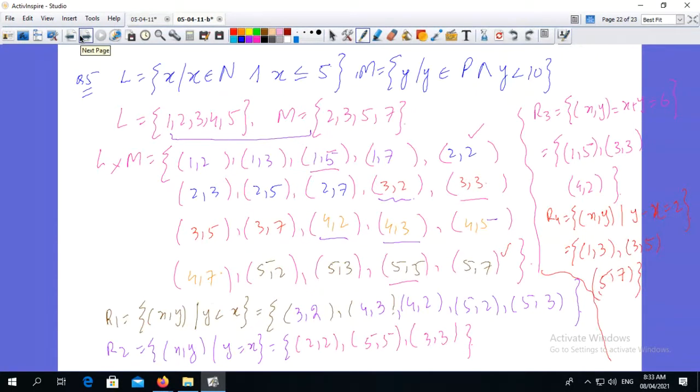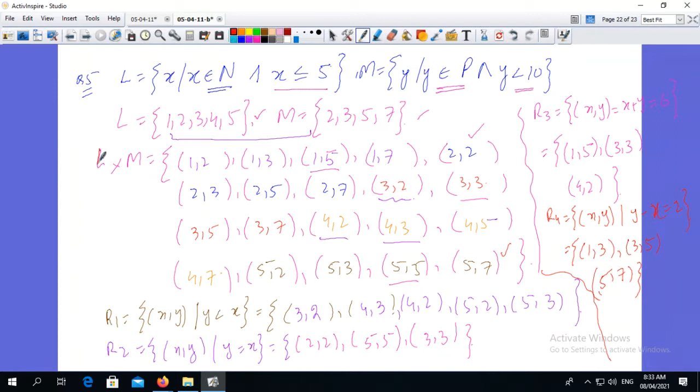Now question number 3 and 4 is not involved. We have to solve question number 5. L is equal to {x such that x belongs to N and x is less than or equal to 5}, and M is {y such that y belongs to P and y is less than 10}. It means L is from natural numbers starting from 1 and ending with 5, and M is the prime numbers less than 10, so I write the prime numbers and the first 5 natural numbers.